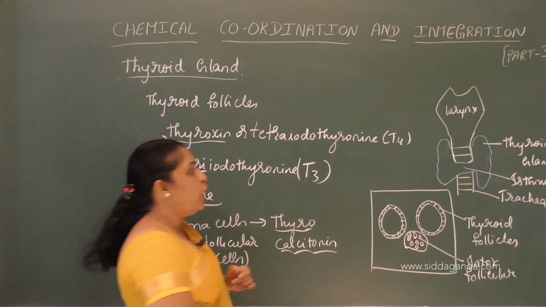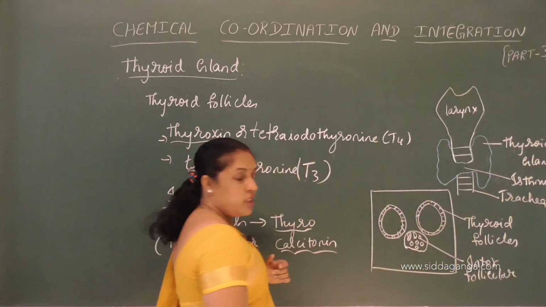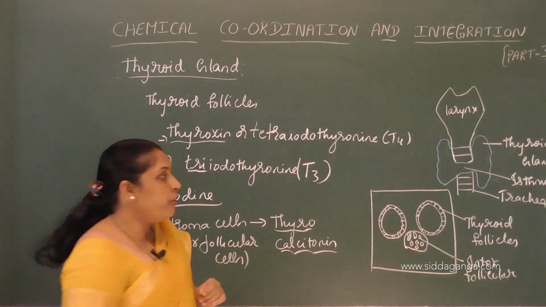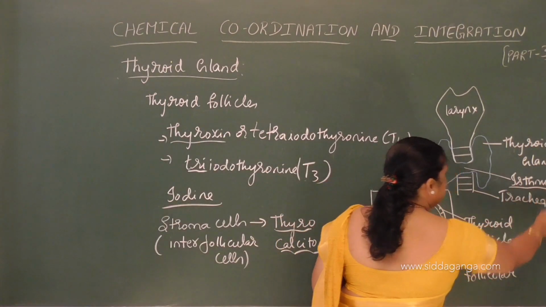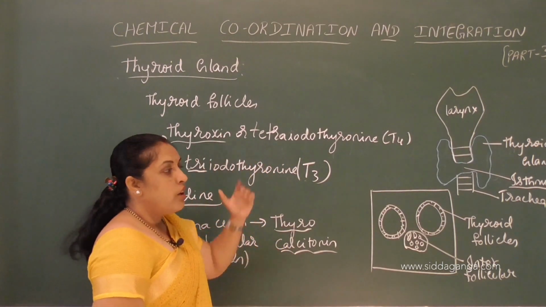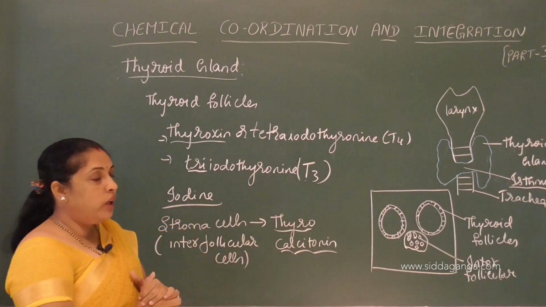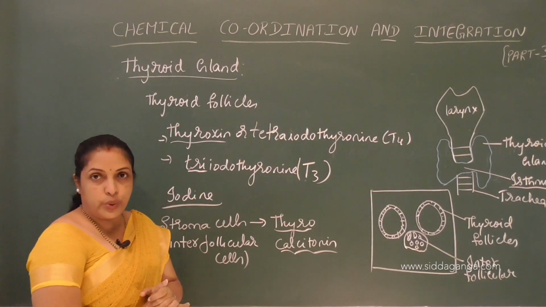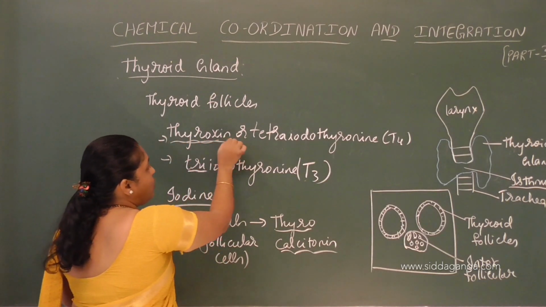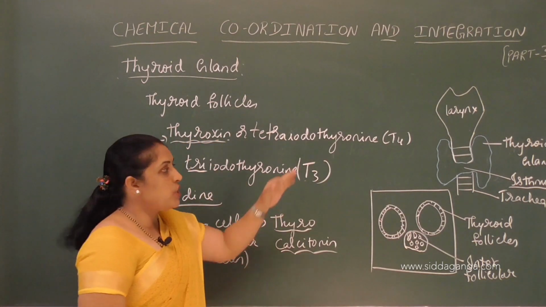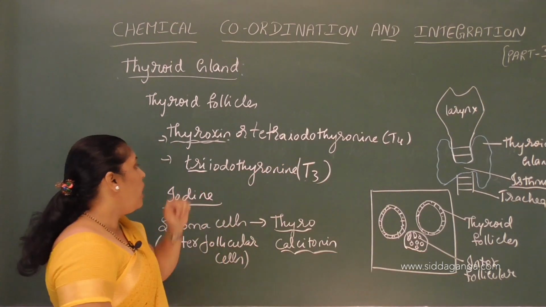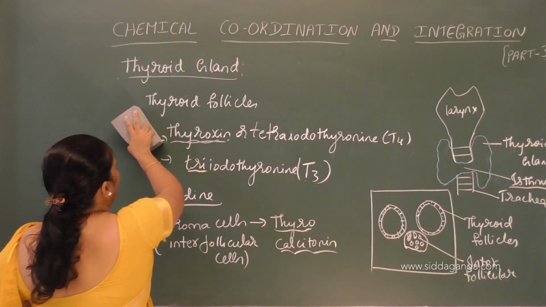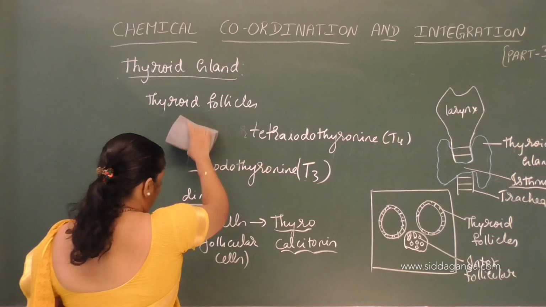Thyroid gland is a bilobed gland present on either side of the trachea. Two lobes are joined with each other through isthmus, and in the presence of iodine, it produces hormones like T4, T3 and also thyrocalcitonin. Thyroxine is also called tetraiodothyronine, which contains 4 iodine atoms, and triiodothyronine contains 3 iodine atoms. We will go with the functions of thyroid gland.